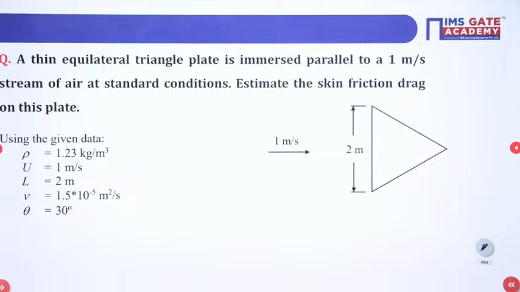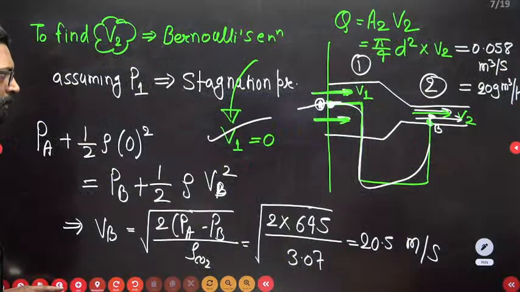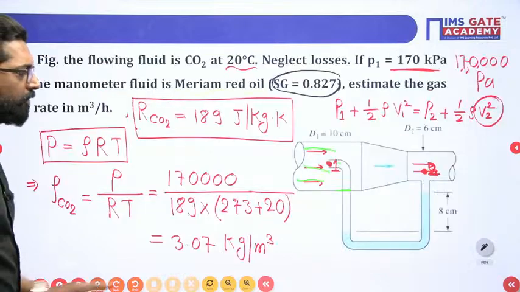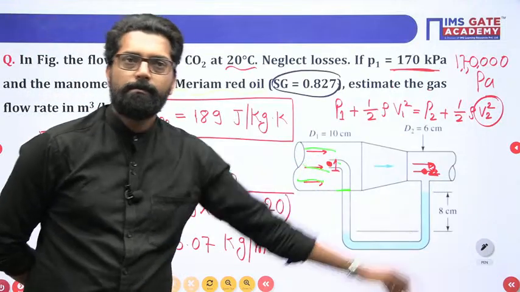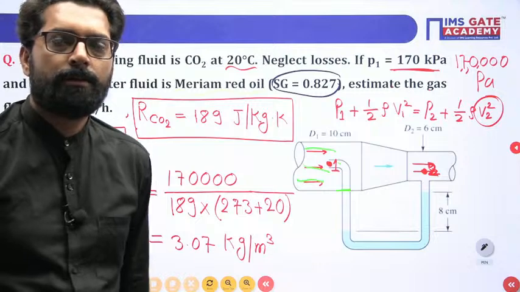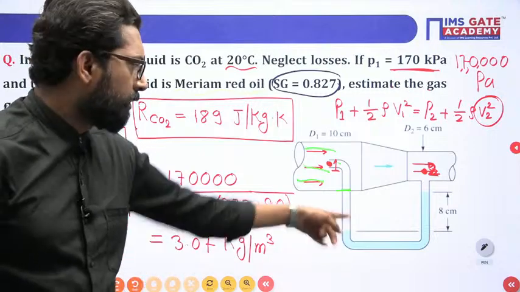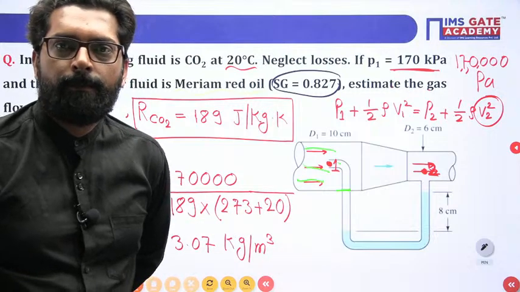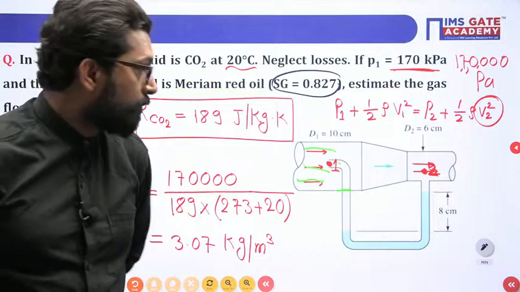Acha, piezometer and siphon. Okay, no problem. Piezometer and siphon. Okay, sir. So first tell me, this is what? This is what, beta?